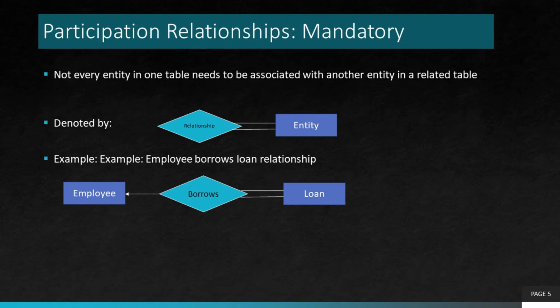Now for the mandatory relationships, once an entity exists, it must participate in a relationship. Now this type of relationship is denoted by a double line. So for example, if you think about a scenario in a bank, right? You cannot have a loan without a customer. So once a loan exists, it must be participating in a relationship.